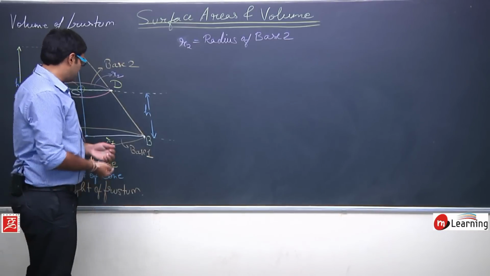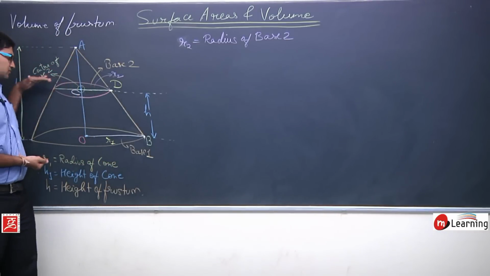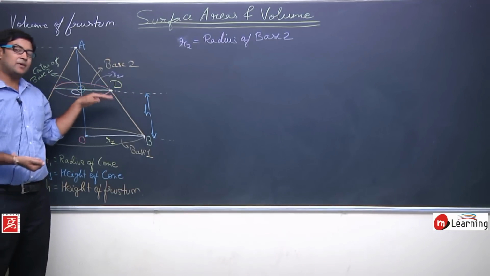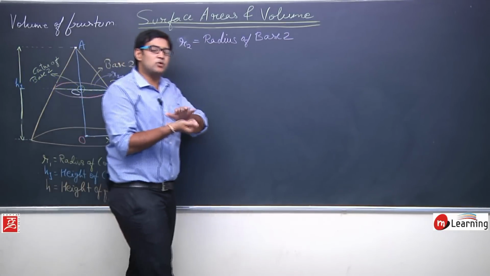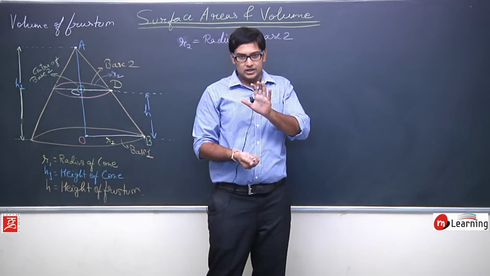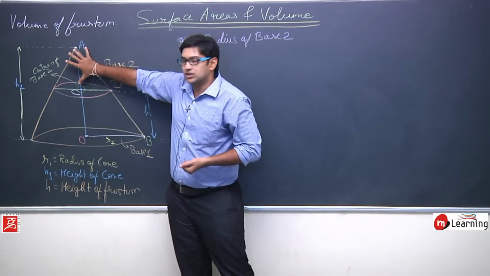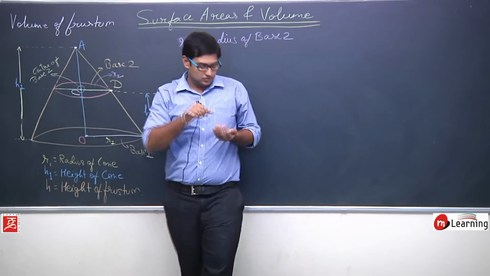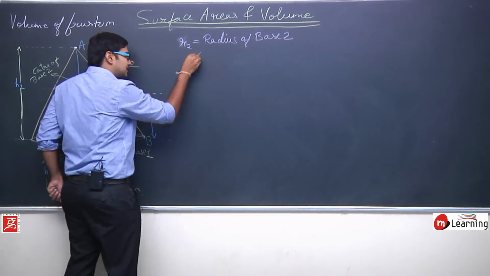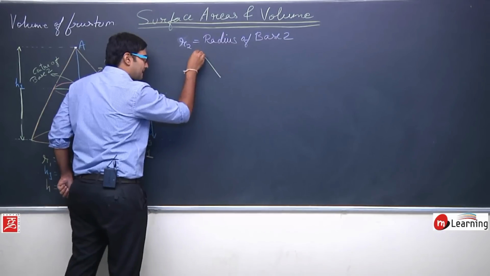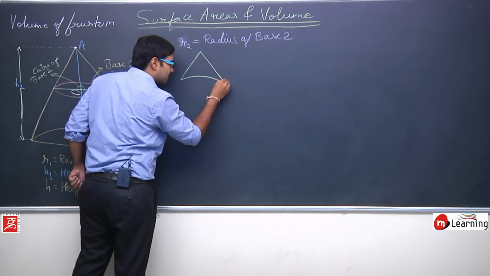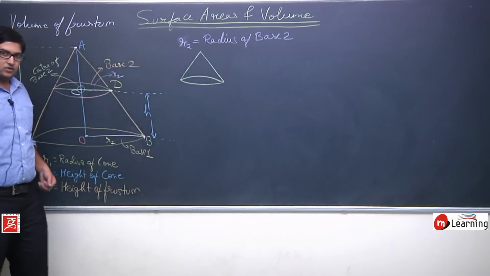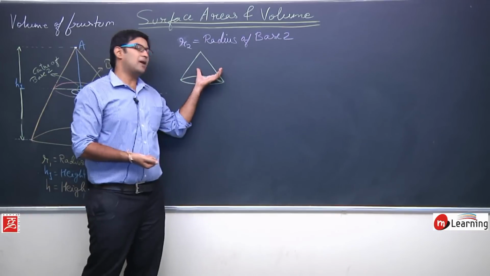Now further, try to visualize this figure. If I cut this cone from this line, then what will happen? This cone will be broken down into two parts. Okay, the one part will be the top portion, this one, and the second part will be this one. So this represents the upper part.